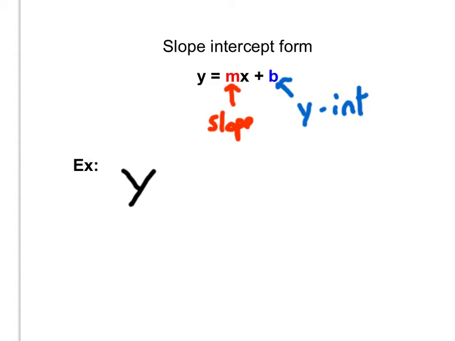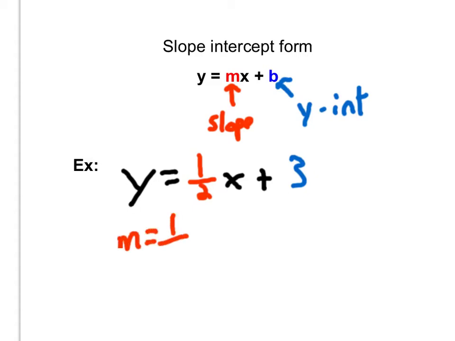So y equals 1/2 x plus 3. Okay? So that means my slope, this is what slope-intercept form looks like, first of all. Okay? So my slope is always this number that's in front of the x. So my slope, my m, is 1/2. Okay, again, that's my slope.